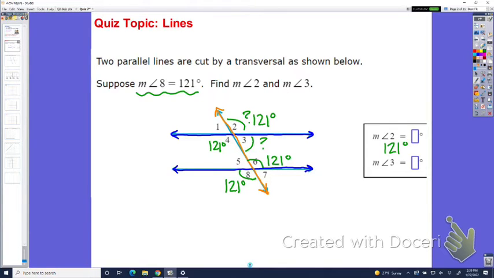Now, how do you find the other missing angles? Well, you should know that these 2 together form a line, and a line is 180 degrees. So to find angle 7, you're going to take 180 minus 121, and that's going to be 59 degrees. Likewise, the one across from it is 59. That means 1 and 3 are also 59. So you're always going to have 4 obtuse angles and 4 acute angles when you have this.